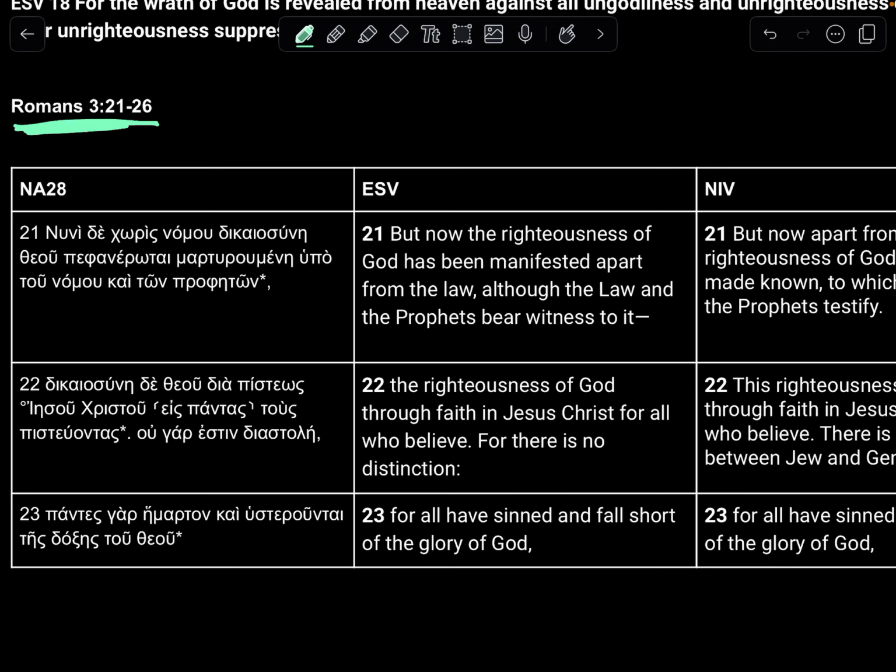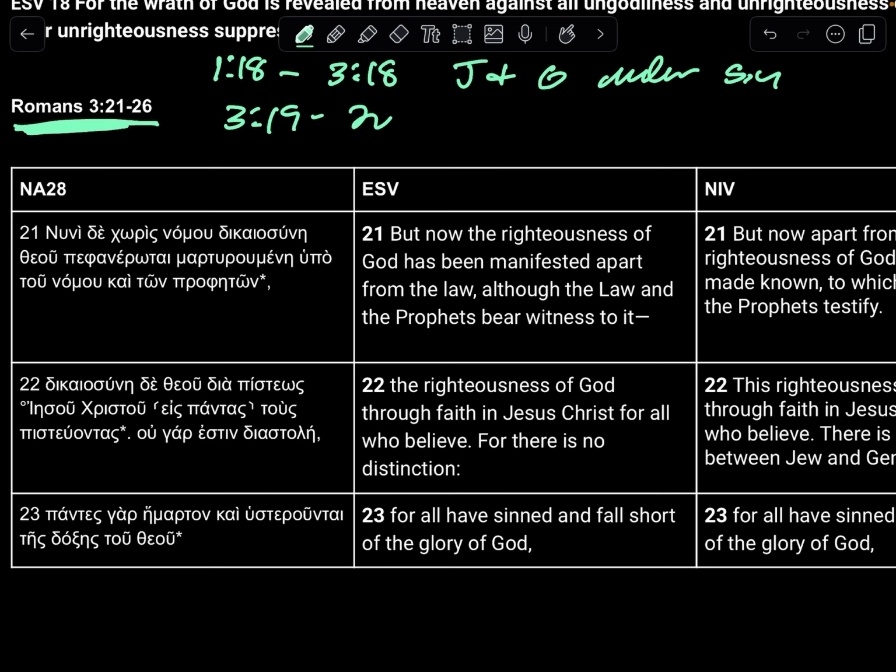We have Romans 3:21 through 26, but as always, we must remember the context. And so let's remember that from Romans 1:18 all the way through 3:18, Paul is putting all Jew and Gentile under sin. And then in verses 3:19 and 20, he touches on the fact that the law doesn't save. The use of the law is to expose sin. And another phrase that Paul uses is that it shuts everybody's mouth so that there's no excuse before God.